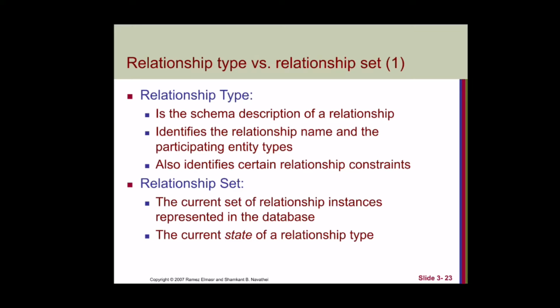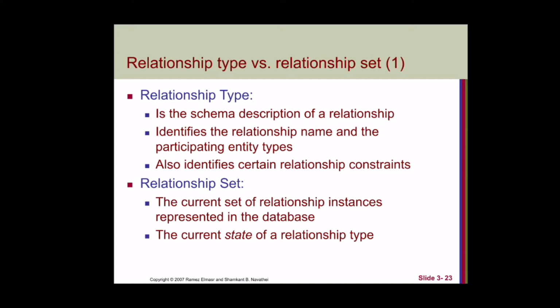Then we have relationship type versus relationship set. What do you mean by relationship type? Relationship type is nothing but a schema description of the relationship. It identifies the relationship name and the participating entity types, and it also identifies certain relationship constraints. It explains which entity types are engaged in this particular relationship type, what the name of the relationship is, and what the constraints are, like n is to 1 or m is to n.